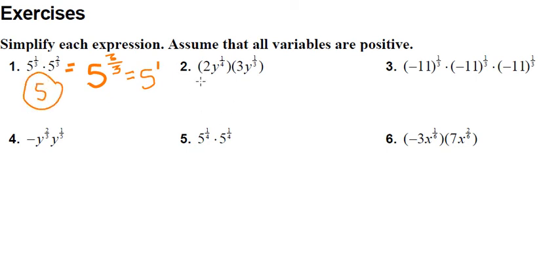So when we go along to our next problem, we're going to be multiplying our coefficients and then adding our exponents here. We've got 1/4 plus 1/3. So let's go ahead and turn these into 12ths. So I have 2y to the 3/12ths times 3y to the 4/12ths. So 2 times 3 is going to give us 6. So that's going to be 6 times y to the 7/12.